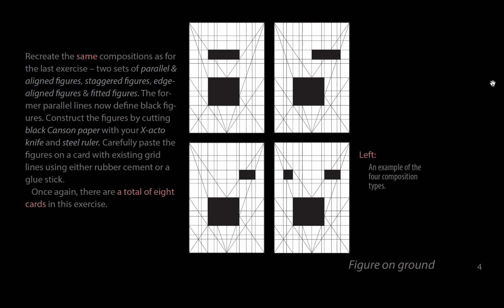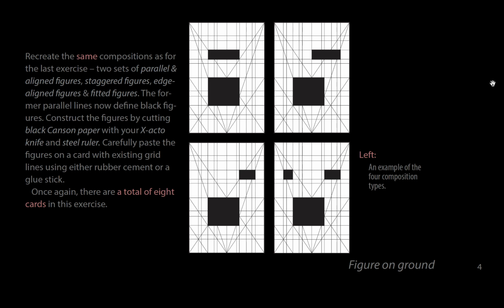For this assignment, you are going to use the exact same compositions that you used for A1. So you will have 8 cards. You will have aligned figures or parallel figures. You will have staggered figures, edge-aligned figures, and fitted figures. On this, instead of drawing the 4 lines or the 6 lines that govern your figures, you're actually going to be using the black Canson paper. This you're going to be cutting with your X-Acto knife and your steel ruler on top of your cutting mat, and you're going to be gluing these onto the sheet of paper.